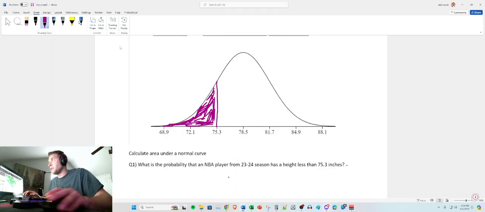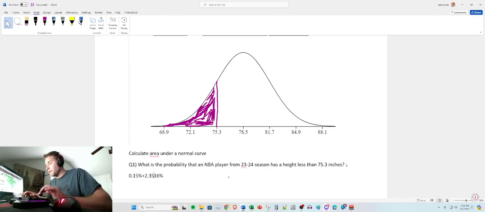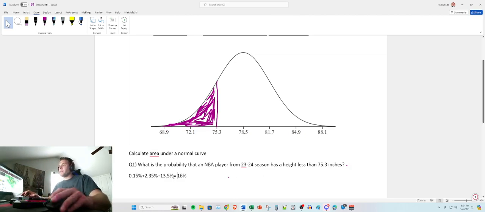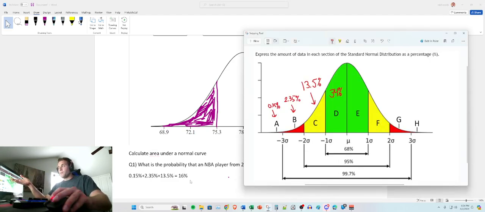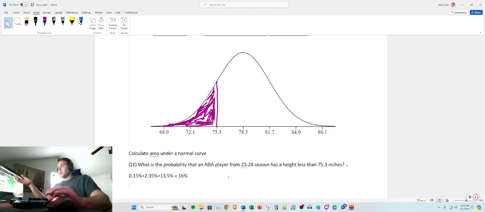So in our notes down here, we are going to type 16%, and you may even want to do the areas: 0.15% plus 2.35% plus 13.5% equals 16%. So that's kind of how we worked it, but there are a lot of ways that you can go about it using this empirical rule. Okay. So let's try another question.